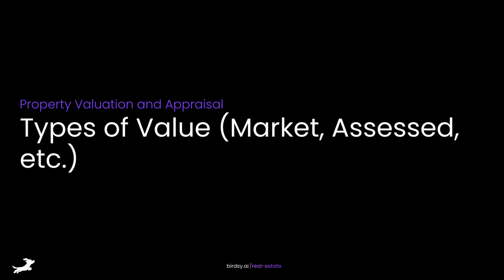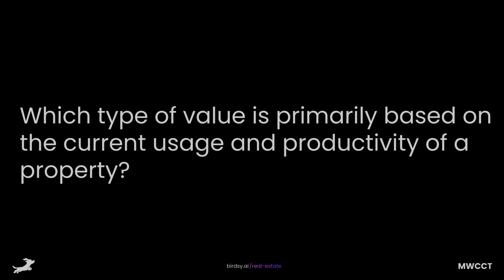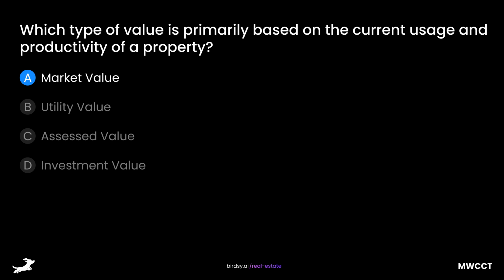Types of value, market, assessed, etc. Which type of value is primarily based on the current usage and productivity of a property? Is it A. Market value, B. Utility value, C. Assessed value, or D. Investment value? The answer is B.